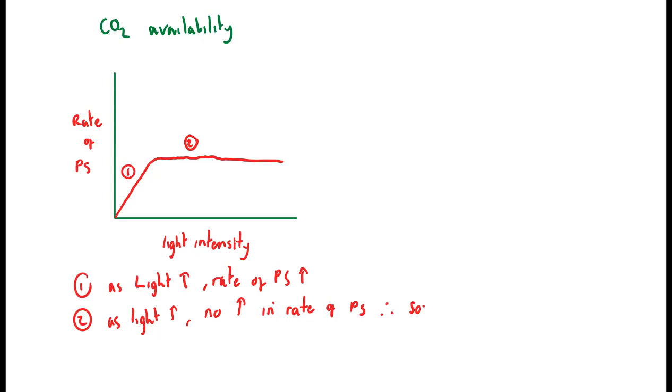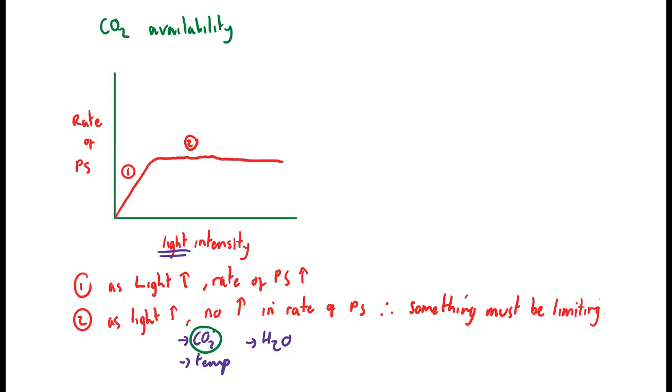Therefore, something must be limiting. Now, the limiting factor could be carbon dioxide, temperature, or water. It's not light because we're continually increasing light intensity. So, if we took one of these, like for example carbon dioxide, and we increase the amount of carbon dioxide the plant had, it would photosynthesize at a faster rate.